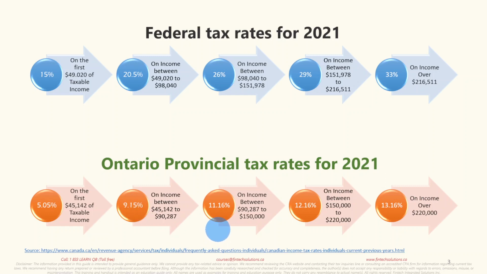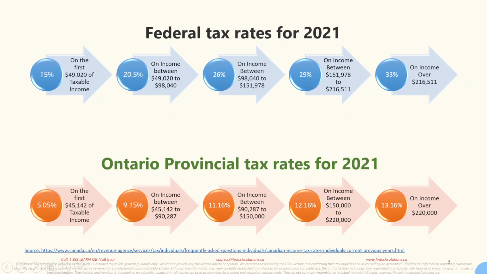Thereafter comes 11.16%, which is from 87,000 to 150,000. The one after that is 12.16%, from 150,000 to 220,000, and anything more than $220,000 you will be taxed at 13.16% at the provincial level. So these are the tax brackets for federal and provincial levels, and in this example I've taken Ontario.